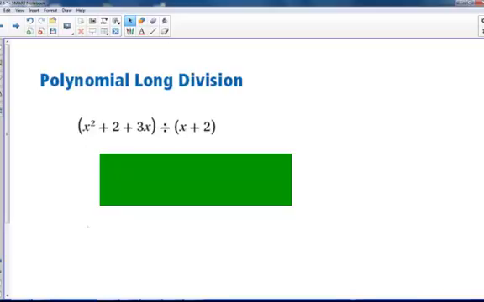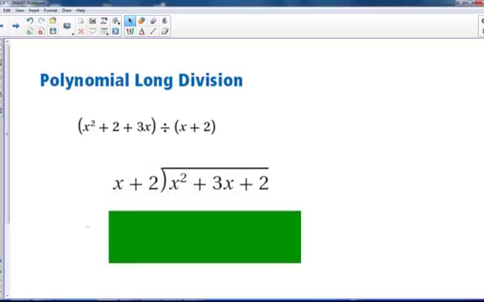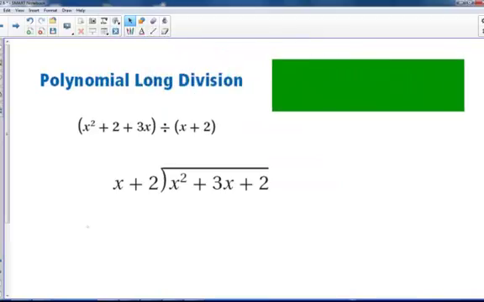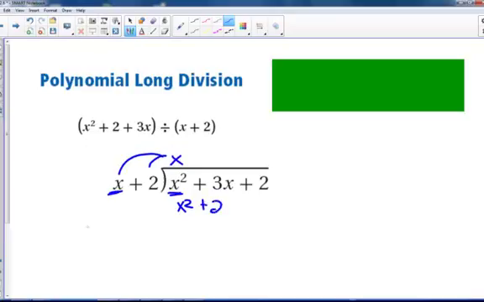I'm going to, I guess, well, this one factors also. I guess we'll just try this real fast. Okay, so x times what gives x squared? And that's x. So now we have x squared plus 2x.